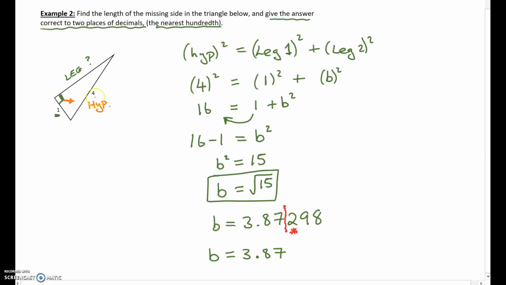And in this case, there were no units given, so you don't put units in your answer. So B is equal to the square root of 15, which correct to 2 decimal places is 3.87.